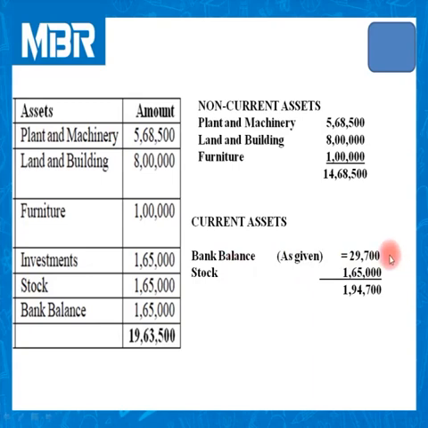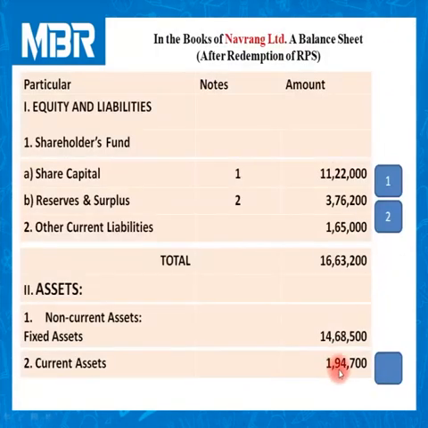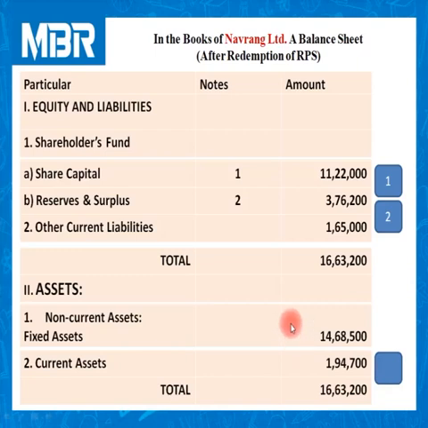Bank balance 29,700, stock 1,65,000, that is given over here. No adjustments are there in stock. So total of the current assets is 1,94,700 that we have inserted over here. So total of the balance sheet on the asset side is 16,63,200. I hope everybody is clear with all notes and calculations.